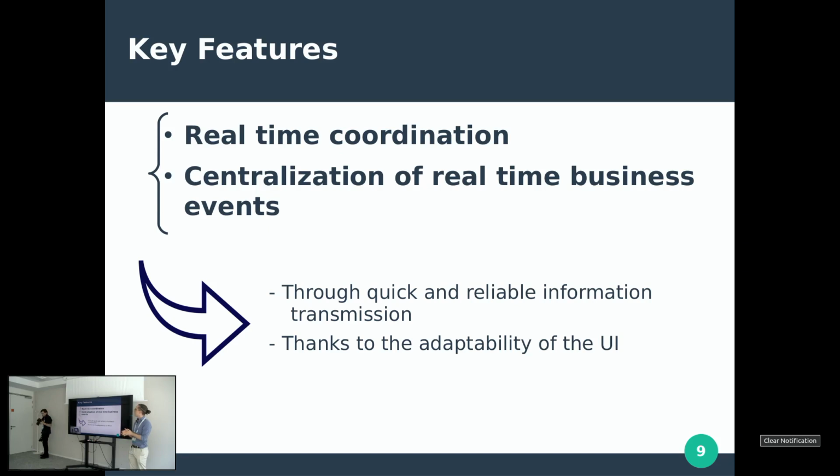There is also the centralization of real-time business events. That is to say, OpFab, at its core, is a messaging and alerting software. So there is an API and also other services that allow other applications to communicate with Operator Fabric so that you can have all sorts of alerts synchronized in one place. And everything is done through quick and reliable information transmission.